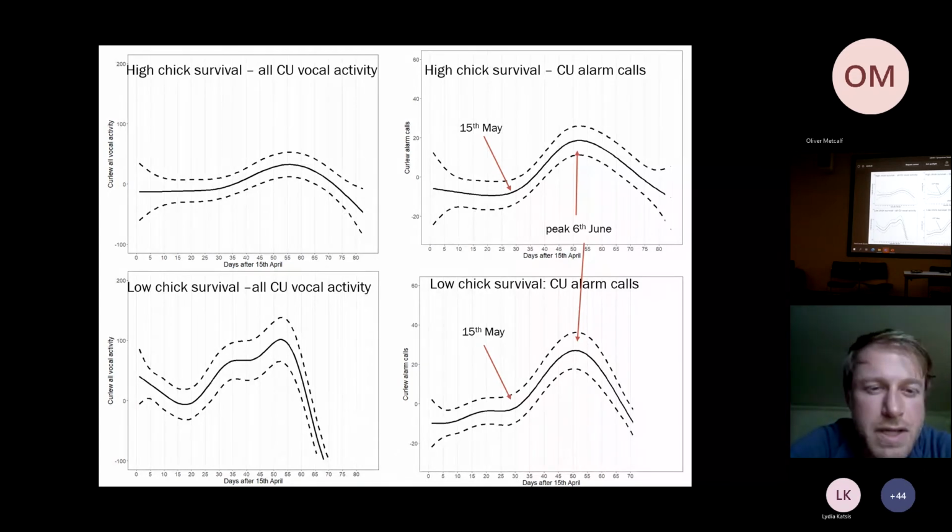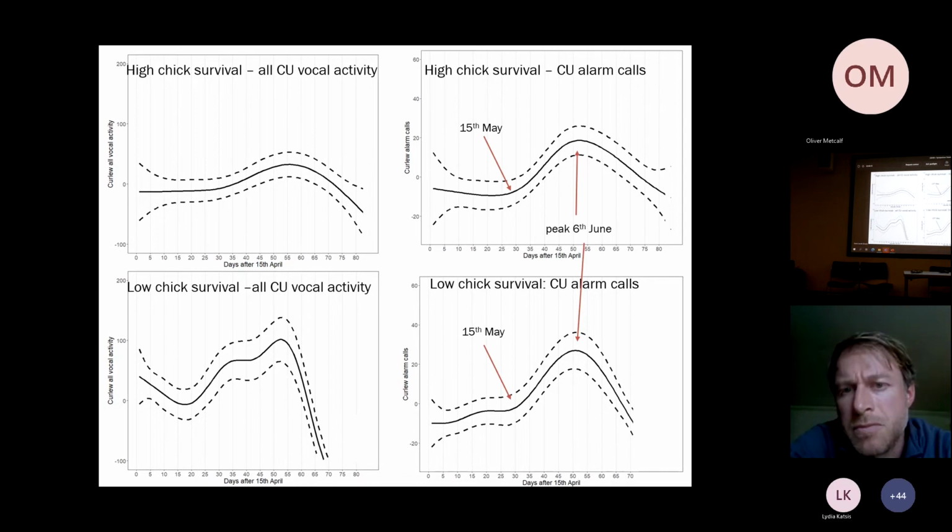So at these sites, egg laying was somewhere between the 15th and the 20th of April for most pairs. And you can see that at the site with low chick survival, the graph at the bottom, vocal activity attenuates quite quickly before such time as birds were reared to fledging, whereas at the site where chick survival was high, vocal activity continues for quite a lot longer.